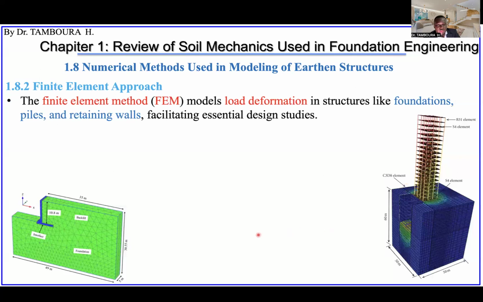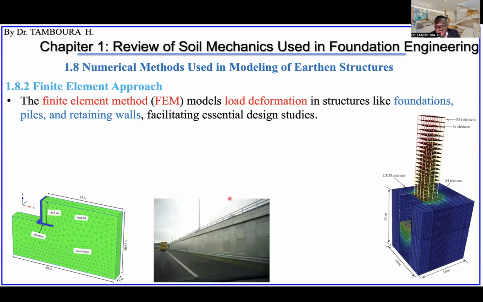Okay, this is an example of a retaining wall. We have the retaining wall here in blue color, and this is the soil foundation. Backfill is here, and the interface between the structure, the retaining wall, and the soil. Another one is here, for example, the same retaining wall, but this is, for example, a road, a bridge, or an interchange. Do you know this kind of structure? Inside is soil.